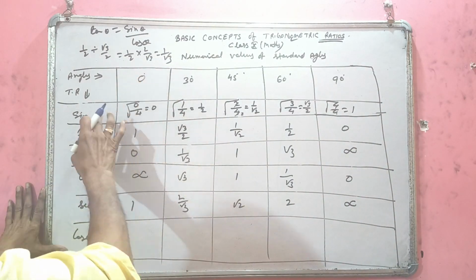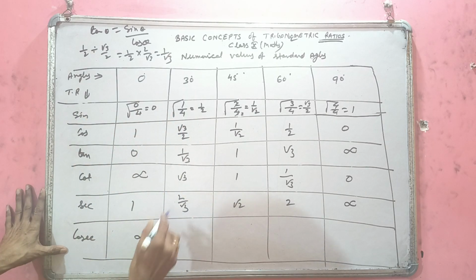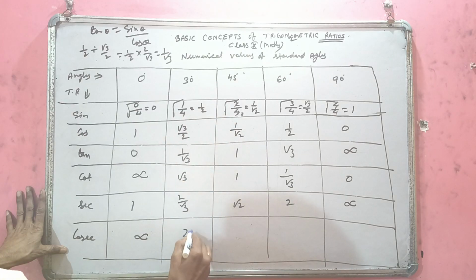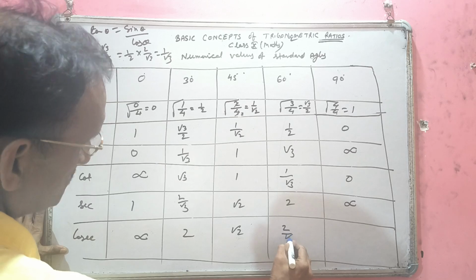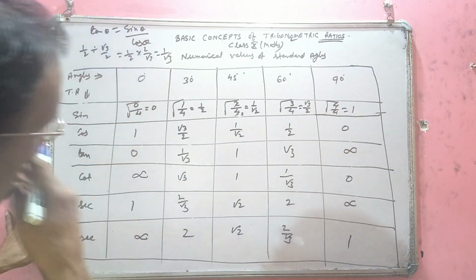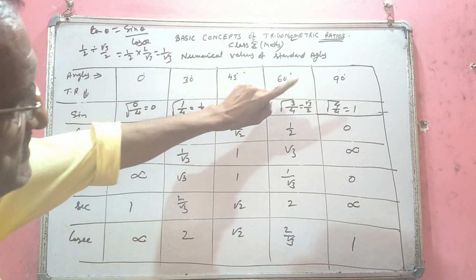Cosec 0 degree is reciprocal of sin 0 degree. So 0 has no reciprocal, so not defined. A reciprocal of 1 by 2 is 2. This is root 2. This is 2 by root 3. And this is 1. So these are the standard angles called 0, 30 degree, 45 degree, 60 degree, and this is the numerical value.